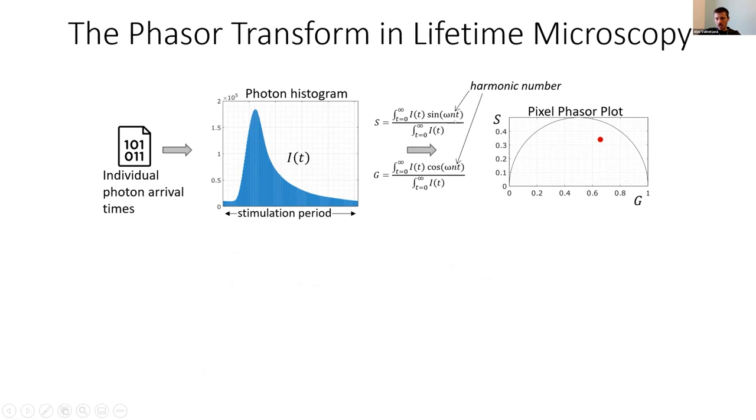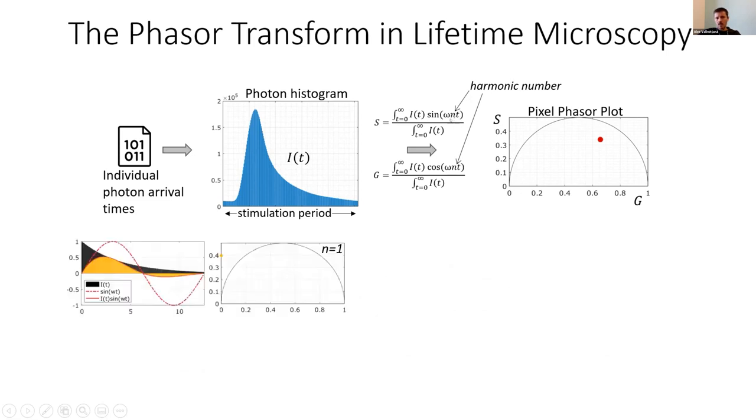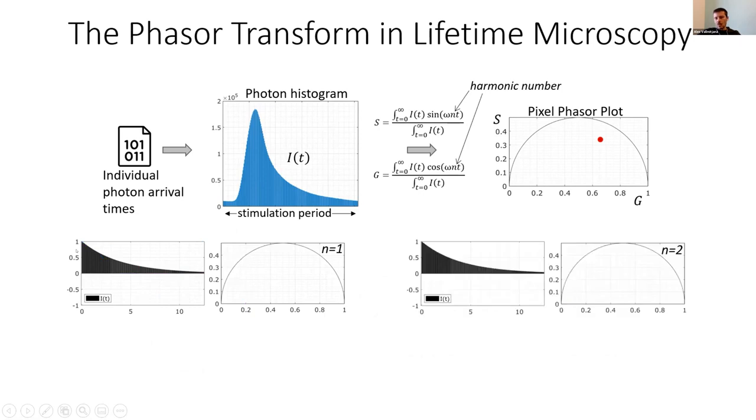So we have this harmonic number n here, which is telling you, okay, for n equals 1, you're fitting your trigonometric functions such that they fit exactly 1 period. What happens if you fit 2 periods in? Well, you map your distribution to a new position on the phasor plot. In this case, the original position is somewhere up here, and as you can see, it's shifting downwards.